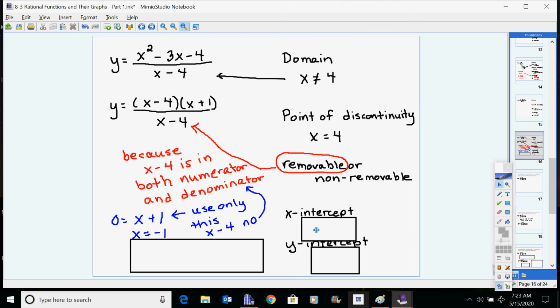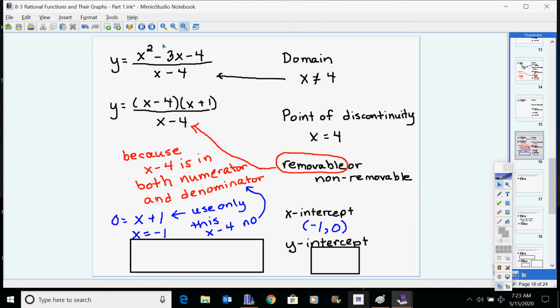Okay, because there's a point of discontinuity at x equals 4, x minus 4 is part of this. You would take it into account, and if it didn't have the ability to cancel out in the denominator, it would definitely give you 2 x-intercepts, and that's fine. But in this case, we can't have that. The x-intercept is just going to be negative 1.